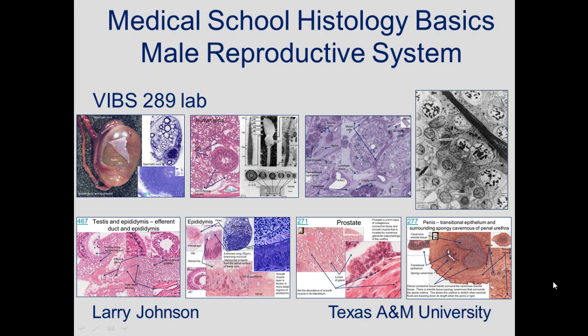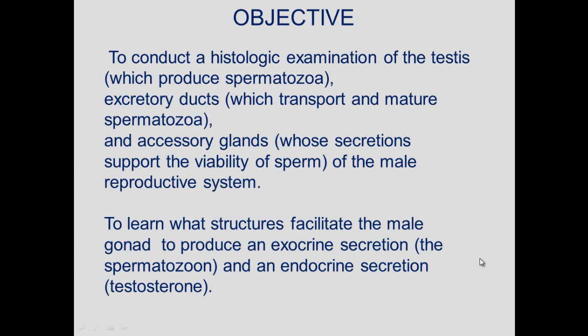Hi, I'm Larry Johnson. I'm a professor at Texas A&M University, and today we're going to talk about the male reproductive system. We want to conduct a histologic examination of the testes, which produce spermatozoa, the male gametes, the excurrent ducts, which transport and mature sperm, and accessory glands, whose secretions support the viability of sperm.